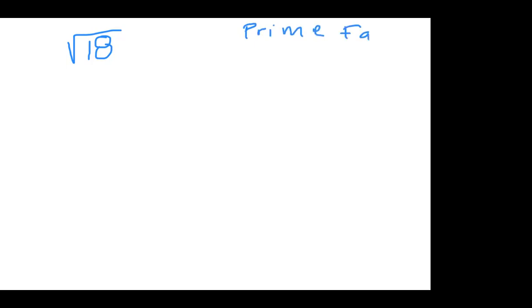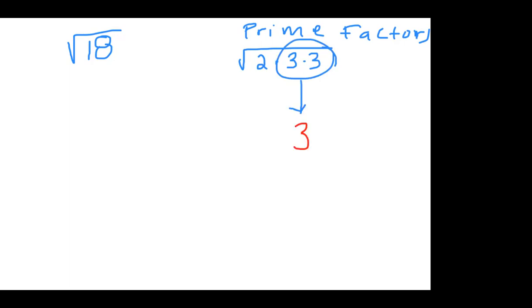So for the prime factors, guys, this is what I do. I prime factor 18. 18 is 2 times 3 times 3. You guys remember that from last week? All right, so every time you find a pair of factors, you take one out. So there's a pair of 3s, you take out a 3, and then the 2, since it's not paired, you leave it under the root. So that's the simplified form of radical 18.